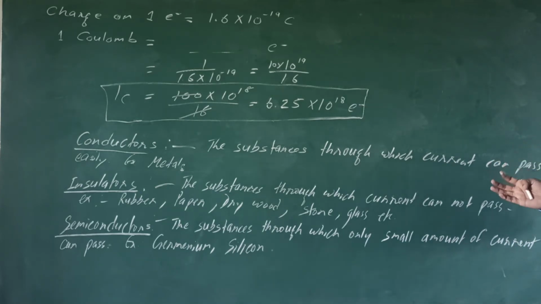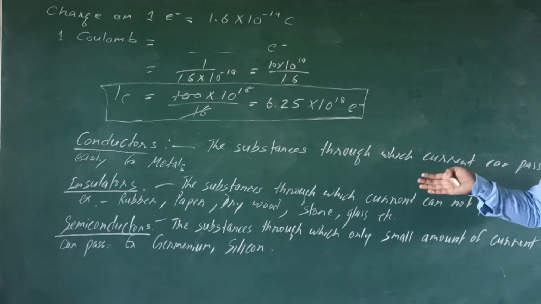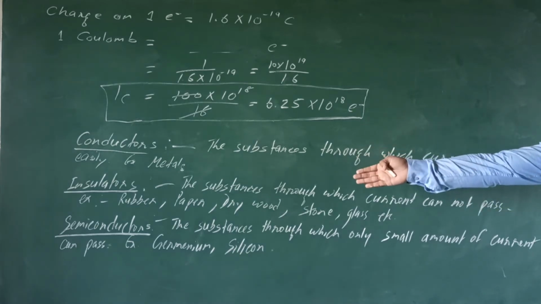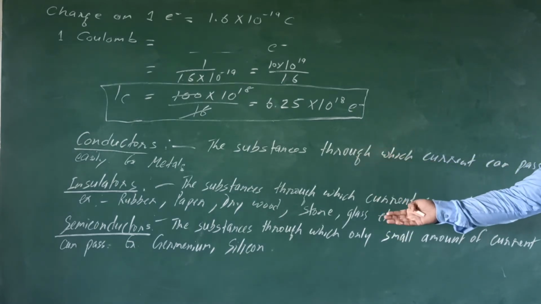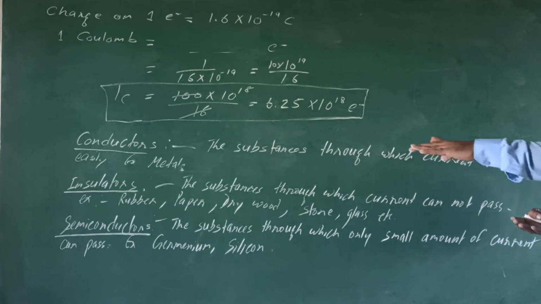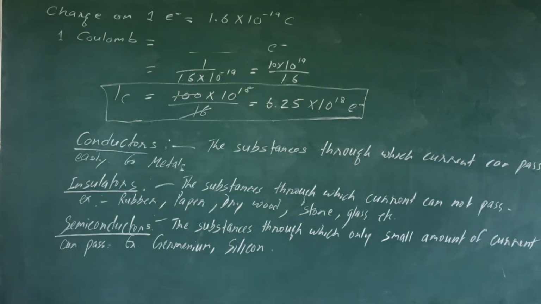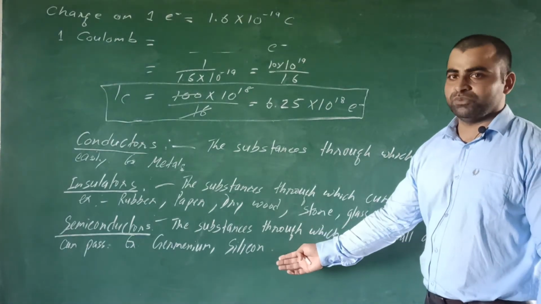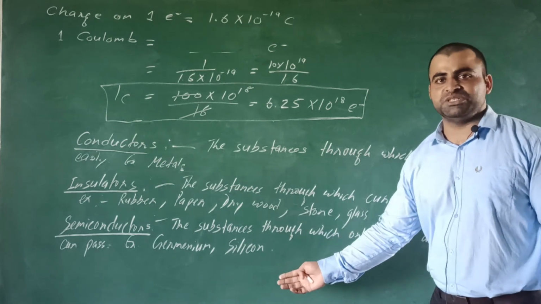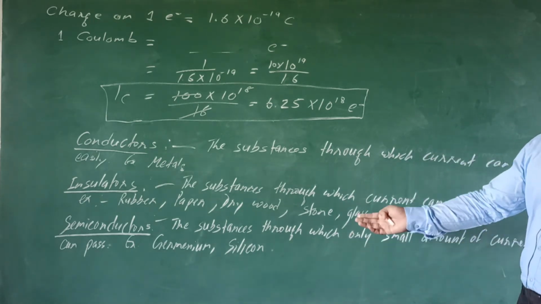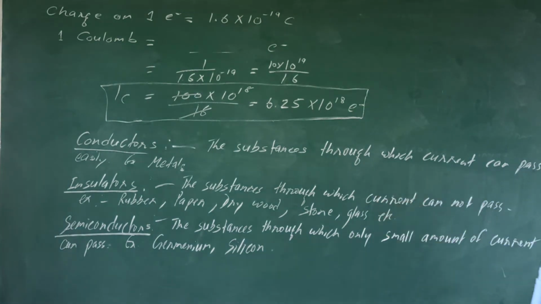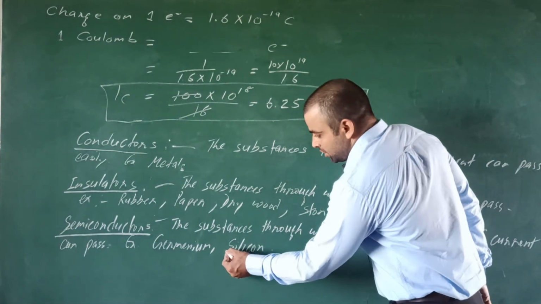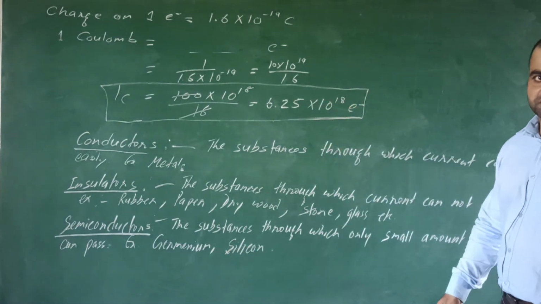Semiconductors. Semiconductors are the intermediate of conductors and insulators, which means they allow only a small amount of current to pass through them. Examples: germanium and silicon are the most common semiconductors, used for chip fabrication, that is mobile chip fabrication, and for preparation of semiconductor devices.